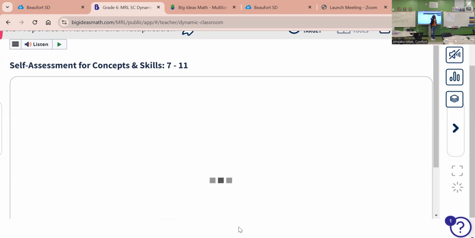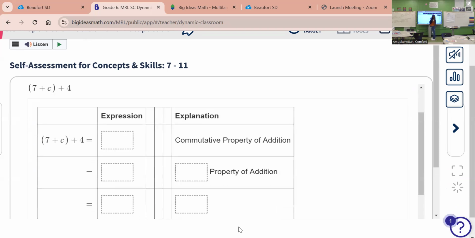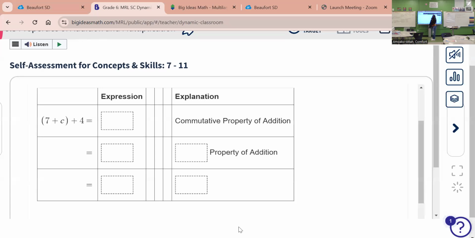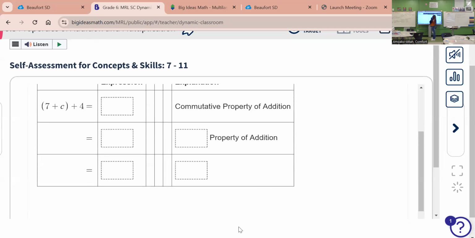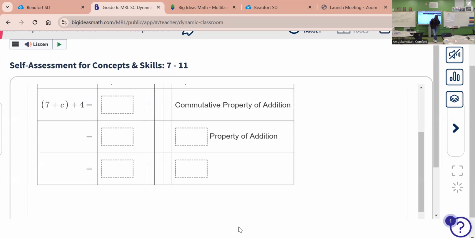The last one is 7 plus c plus 4. Use the commutative property to do this. So you guys, I'm leaving this for you as an assignment. The commutative property is reordering. So you can reorder the values in the parentheses. So 7 plus c can be c plus 7, then plus 4. So you're just reordering the values in the parentheses. Then you use the associative property to regroup them again, then you simplify and you explain how you did it.